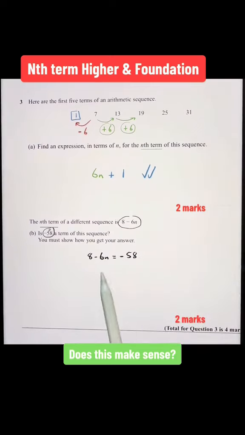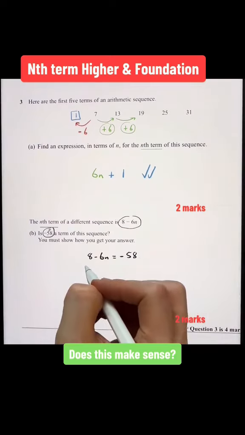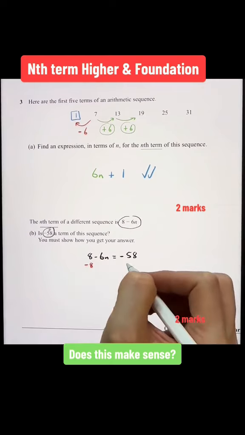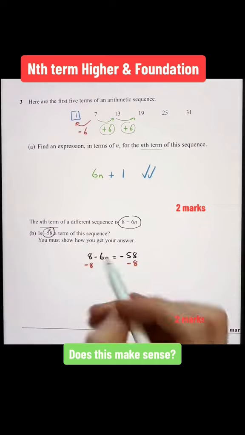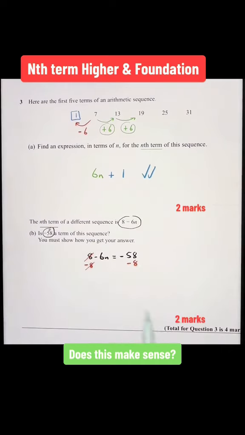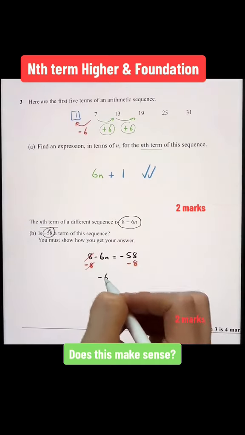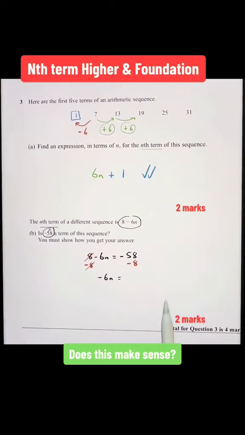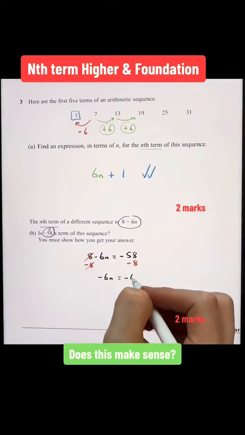So solving for n, as I want to get n by itself, my first step is I can eliminate the 8 by doing the opposite. The opposite of add 8 is subtract 8 from both sides. On the left-hand side, 8 subtract 8 will cancel, and that leaves us with negative 6n. On the right-hand side, I know negative 58 subtract another 8 will bring us down to negative 66.